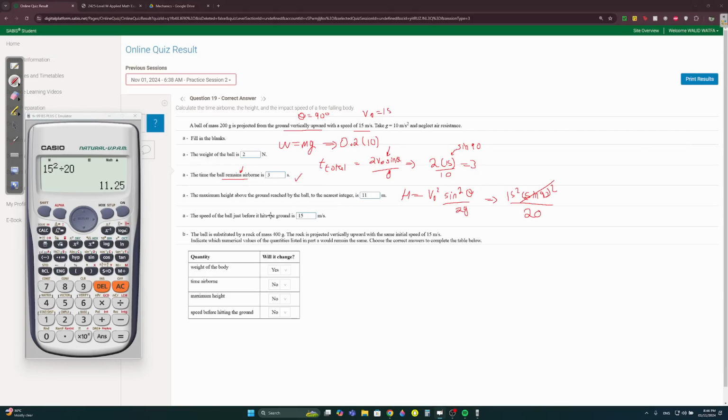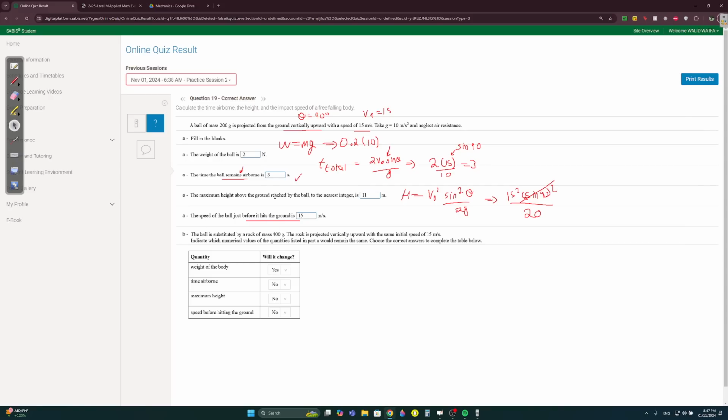The speed of the ball just before it hits the ground. Just before it hits the ground, we want the velocity. Okay, I was overthinking this, but the speed before it hits the ground is always equal to the speed as it's thrown up. Always. V final is equal to V initial for projectile. So it's going to be 15.